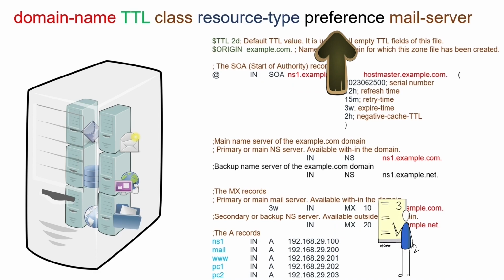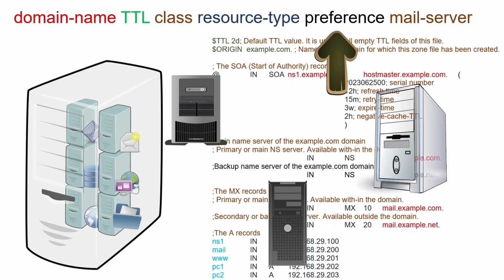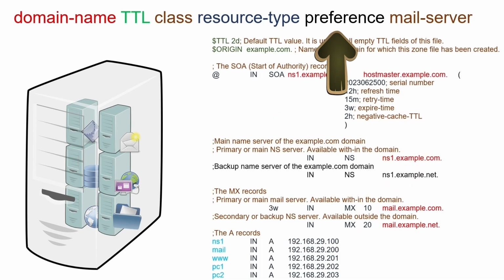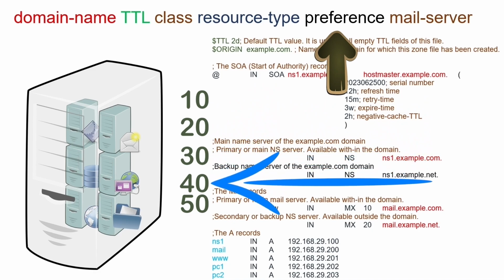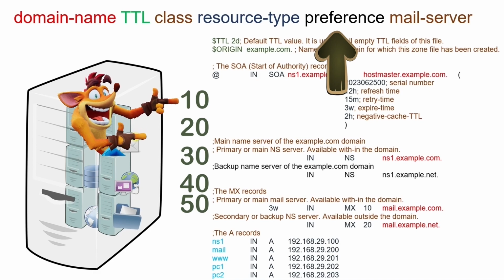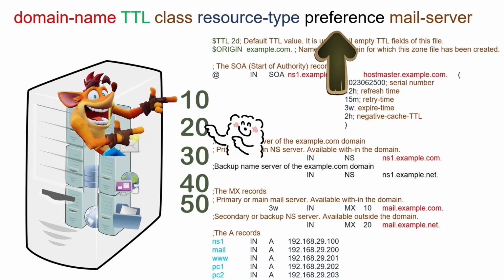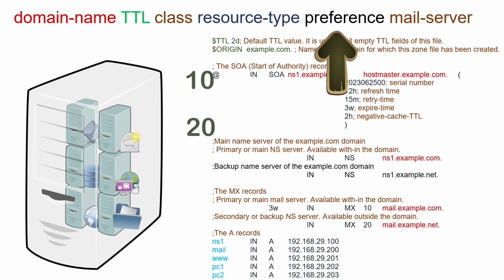The preference field defines the priority of mail servers. If you configure multiple mail servers, you can use this field to define the order in which they should be used. You can use any value between 0 and 65,535. In order, a lower value has higher priority than a higher value. Typically, administrators use values in multiples of 10. They use the value 10 for the most preferred mail server, 20 for the second most preferred mail server, and so on. This method allows them to add additional MX records without changing the existing order.